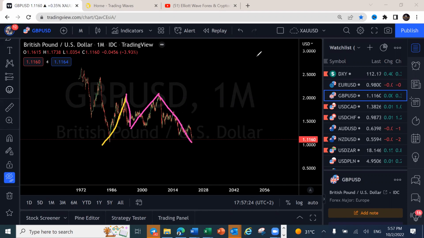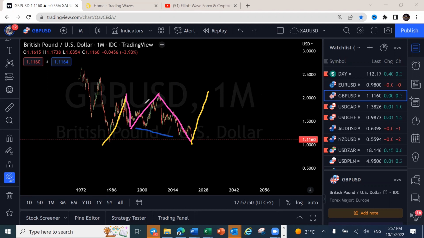So what is the next move here? We are seeing that purple degree as a complex B correction. So what is the next thing to expect? There's a possibility that we could be in for thousands and thousands of pips to the upside. But the question is, has that move confirmed as yet? Because you don't just come to this level and start reversing just like that. There must be a confirmation around this area.